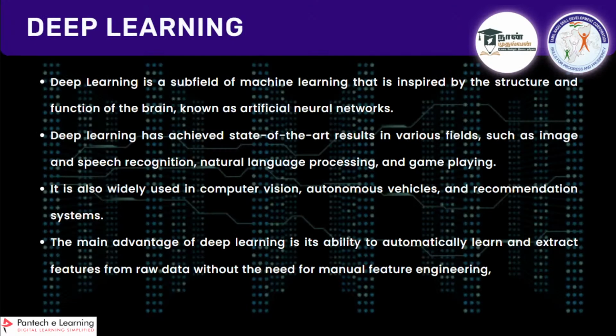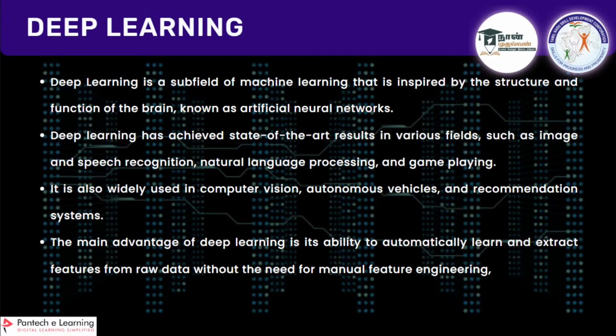And as I told you earlier, in machine learning, we'll use some algorithms. When you go for deep learning, it uses neural networks. So deep learning is a part of machine learning, some kind of advanced machine learning, you can say that. It's a subfield of machine learning which is inspired by the structure and function of the brain, known as artificial neural networks. So in the brain we have our neural network, right? In a similar way, they are trying to create a neural network.